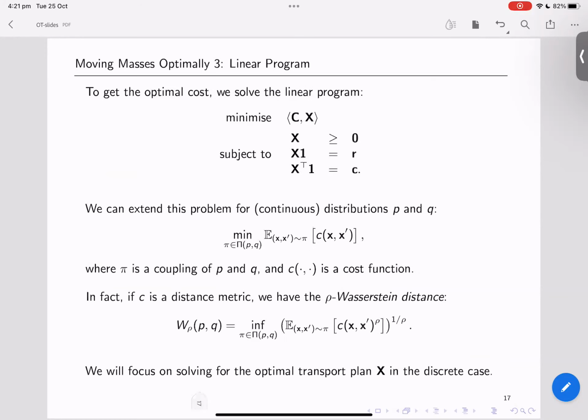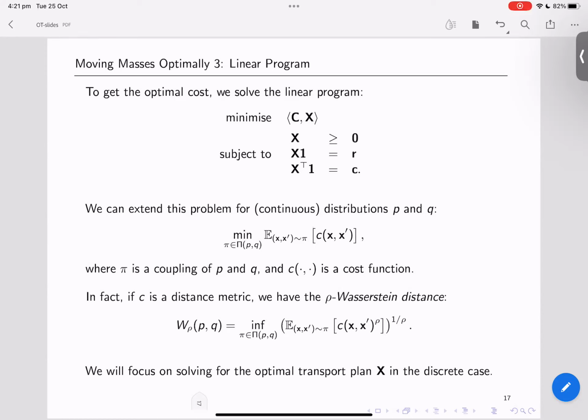Okay. So moving on to solving the linear program, right? What we have here is that we minimize the inner product between C and X, so just C times X, subject to these three constraints, right? So this is a standard linear program, right? And we all know how to solve it. You've learned it in the course. So that's the problem of optimal transport between two discrete distributions, okay?